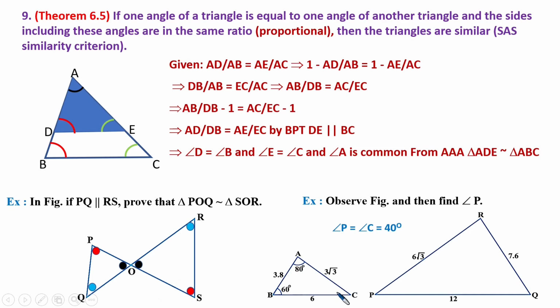So what will this angle C be? The total internal angle has to be 180. So 60 plus 40 is 100, and 100 plus 80 is 180. So angle C has to be 40. But this angle C is nothing but this angle. So this is between these sides 6 and 3.3. This is 12. So angle P is the corresponding angle, and this is a corresponding side. This side and this side.